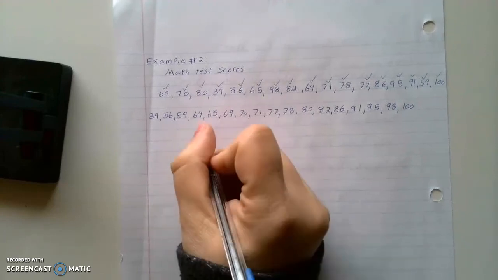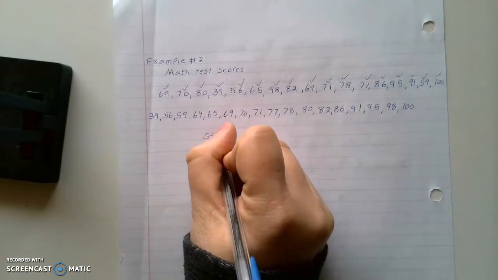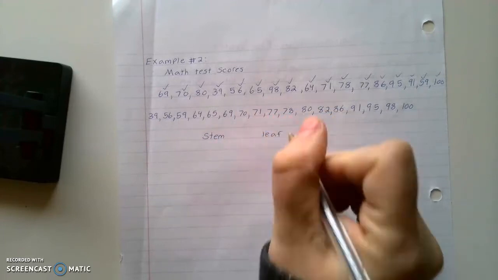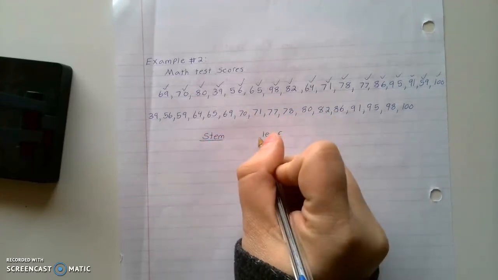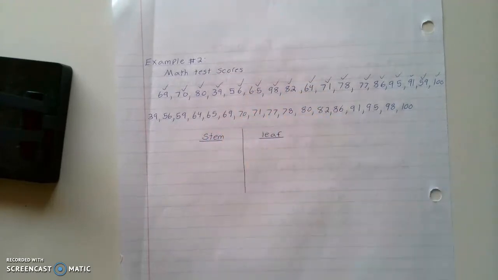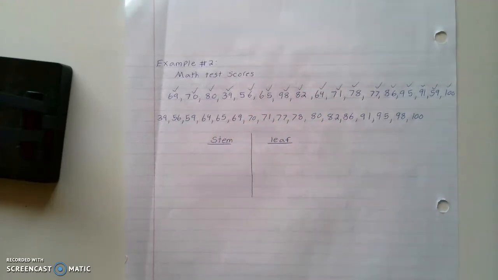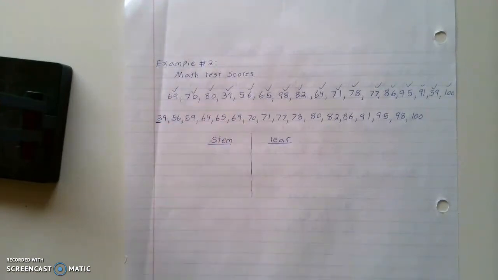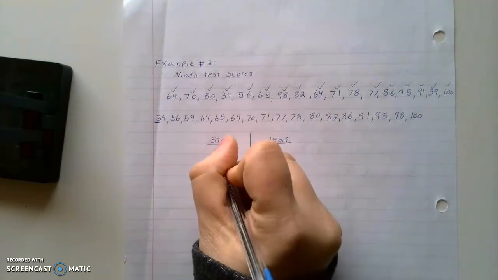So remember, when we're making that stem and leaf, our stem always goes on the left, and our leaf always goes on the right. And we make like a T-chart. So we're going to look, what is my smallest number? My smallest number here is 39. So remember that the stem is that first digit, that 3. So my stem is a 3.